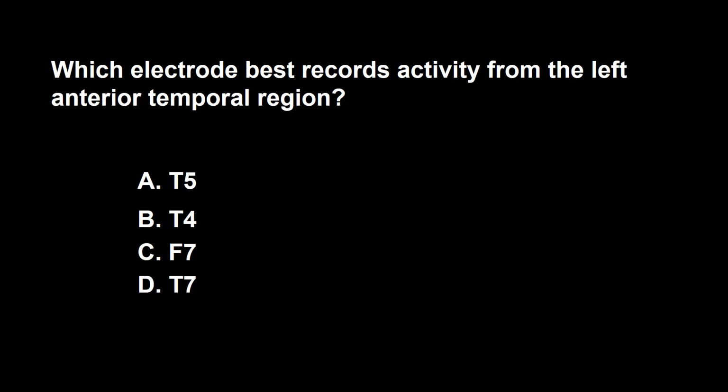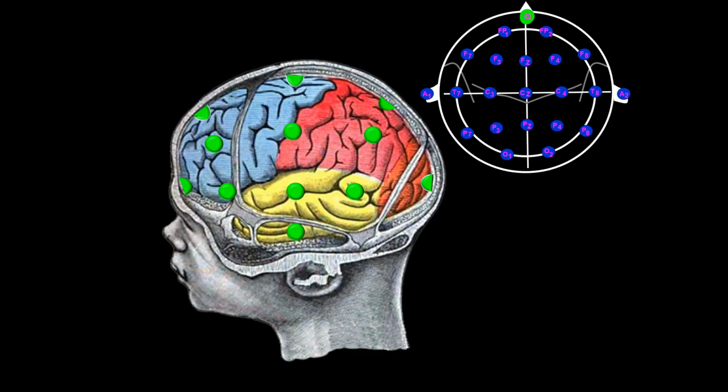Which electrode best records activity from the left anterior temporal region? A. T5, B. T4, C. F7, D. T7. This frame includes a figure of a child's head.